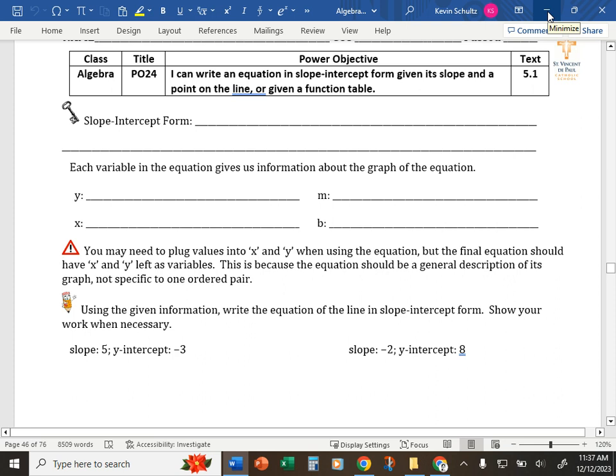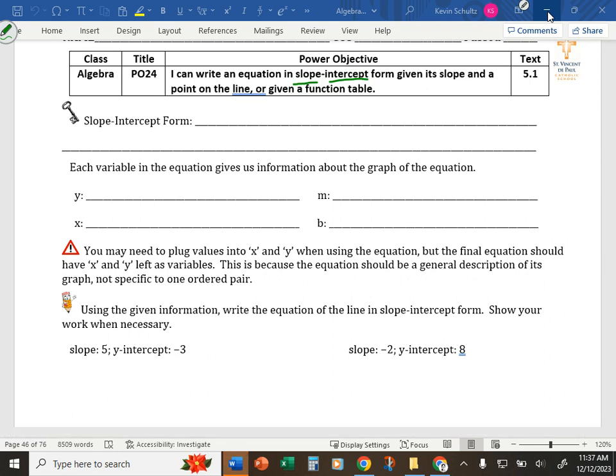Algebra, we are moving on to PO24, the last objective of our unit, and it kind of brings together several other objectives that we've done previously. Basically, our goal today is I'm going to give you some information, and you are going to write the equation of that line in slope-intercept form, which if you're writing it in slope-intercept form means what information do you need in order to do that?